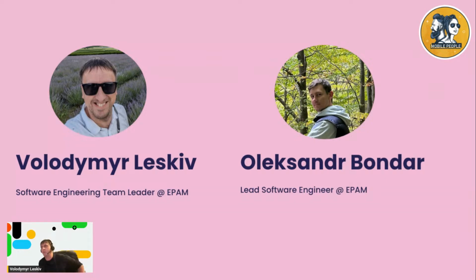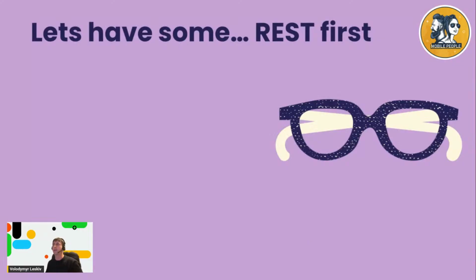I will start with some general REST and GraphQL comparison, maybe show you some environment where we can play a bit with GraphQL, and then Sasha will explain how to work from the client perspective, from the iOS perspective, to be correct. Okay, so let's have some REST first. So what problems does REST have, in our opinion?